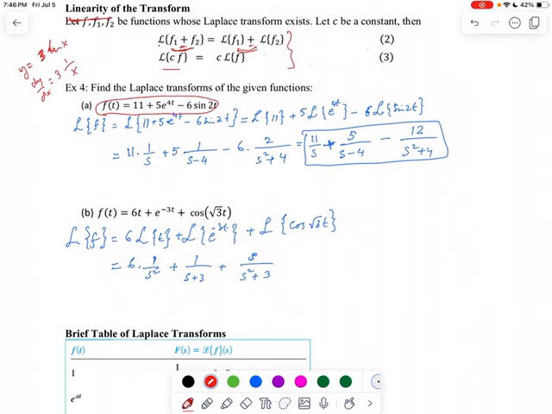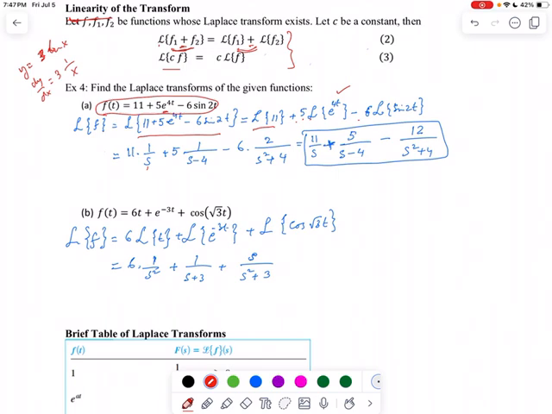So here we have 11 plus 5 e to the 4t minus 6 sine 2t. I have to find the Laplace transform of this. By using the linearity property, I can separate it. I write the Laplace transform of 11 plus 5 times the Laplace transform of e to the 4t minus 6 times the Laplace transform of sine 2t. 11, as I showed you earlier, you can think of as 11 times the Laplace transform of 1, which is 1 over s. So you get 11 over s plus 5 times the Laplace transform of e to the 4t.